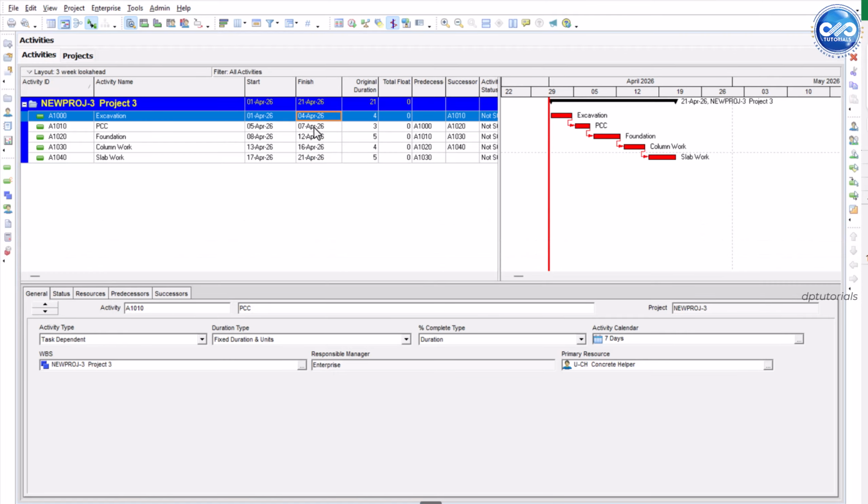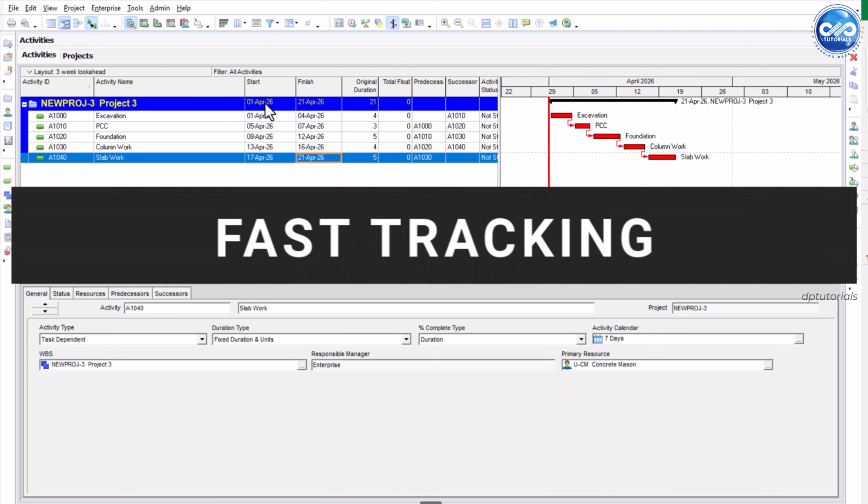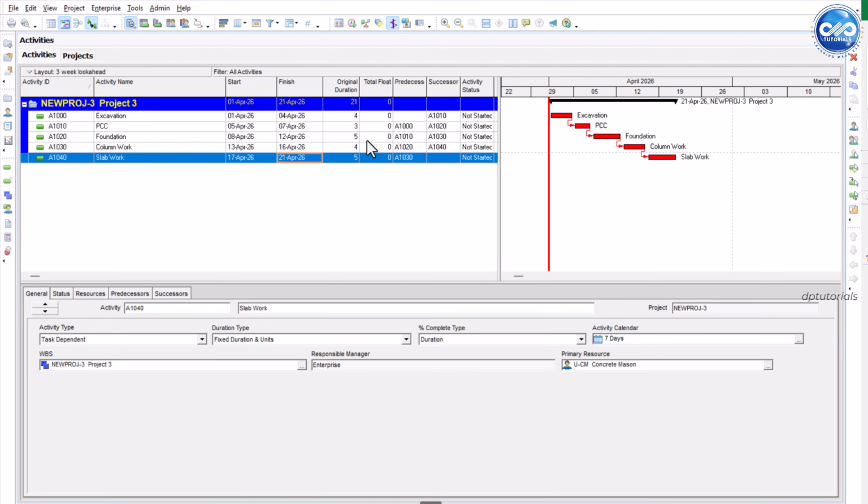In today's video, we'll learn one of the most important real-world skills in project planning: how to recover a delayed project in Primavera P6. We'll use two powerful recovery methods, crashing and fast tracking, and I'll show you both with a realistic construction example.